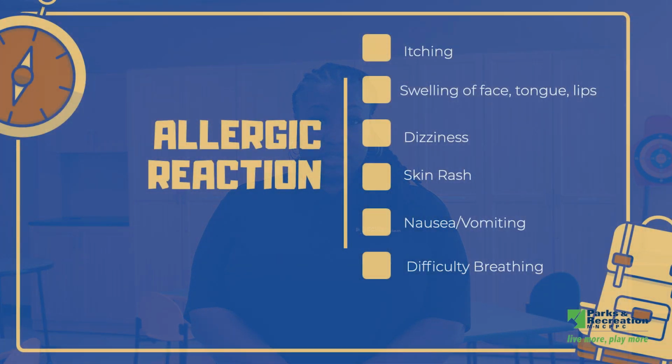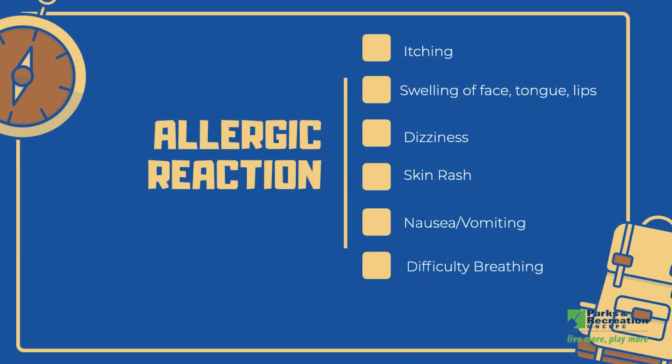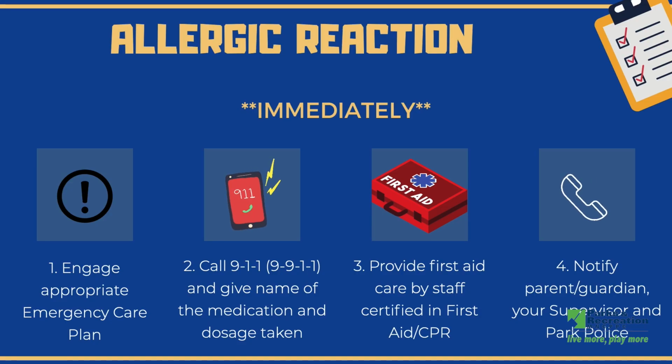If an individual accidentally self-administers the wrong medication, wrong dosage of medication, and or has an allergic reaction to the self-administered medication and shows any of these signs or symptoms: itching, skin rash, swelling of face, tongue, lips, nausea, vomiting, dizziness, or difficulty breathing, immediately engage the appropriate emergency plan. Call 911 from inside a commission or board of education facility and give the name of the medication and dosage taken. Provide first aid care by program staff certified in first aid CPR.